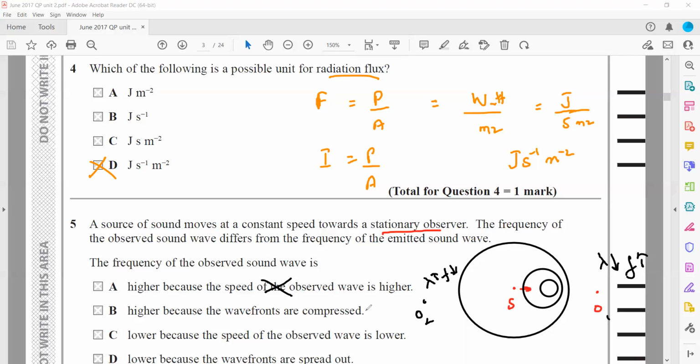Higher because the wavefronts are compressed. That is true. As you can see here, when the source is moving towards the observer, the wavefronts are very close to each other. So wavefronts appear to be compressed. So B is the right answer. The frequency won't be lower. That is wrong. So it will be higher. So either A can be an answer and B, but why B is an answer? Because the wavefronts will be closer to each other, or we can say they will be compressed.